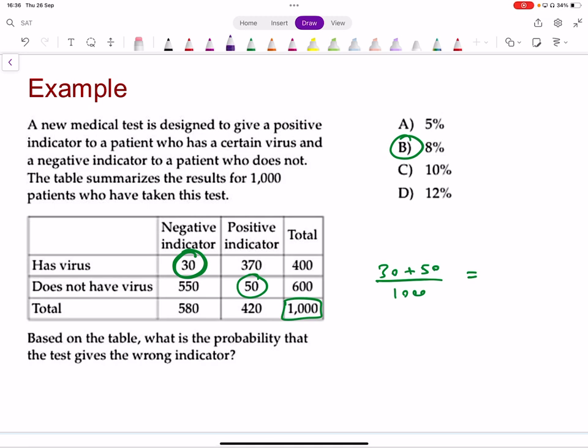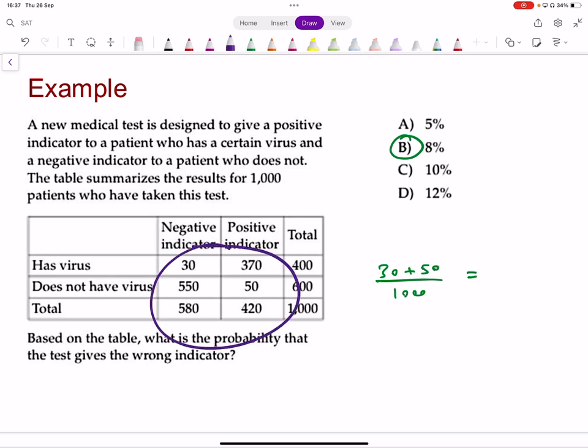Let's say somebody is testing for COVID. They don't have it, and the test result is positive. Is that a correct test result? No. Somebody has COVID and the test result turns out to be negative. Is that correct? No. So every medical test that you have has a chance of giving a wrong result as well. Okay?